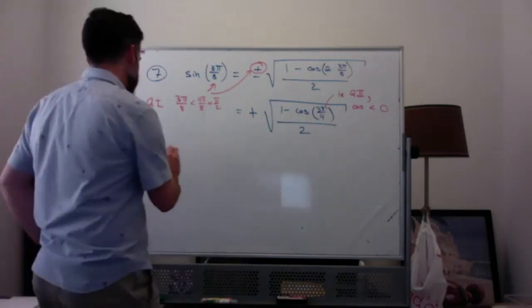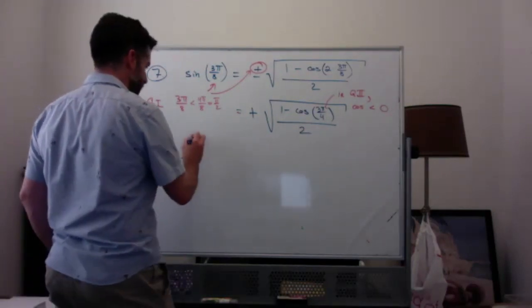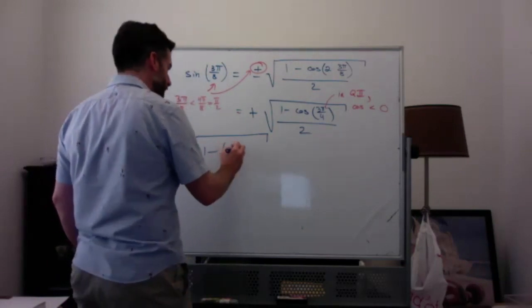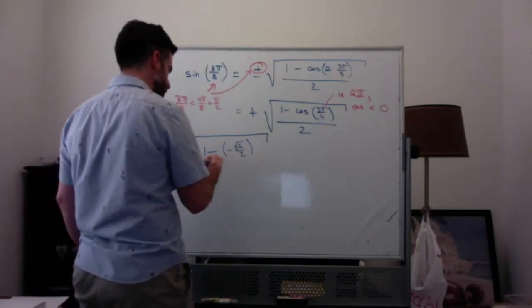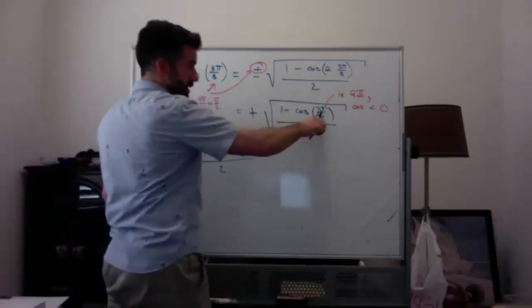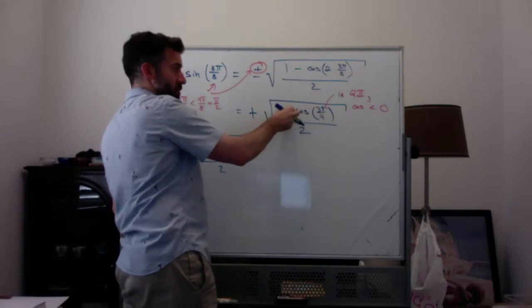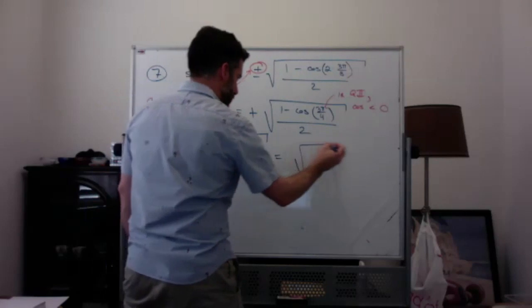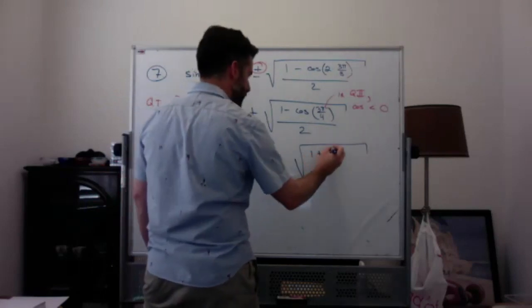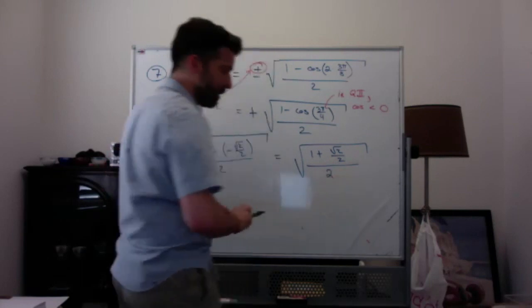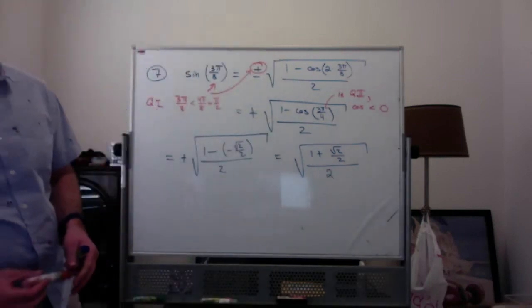So I know that this is going to be plus the square root of 1 minus negative root 2 over 2, all over 2, right? This cosine of 3 pi over 4 is negative root 2 over 2, but it's minus negative root 2 over 2. This ends up being the square root of 1 plus root 2 over 2, all over 2. And then the rest of it is just simplifying.